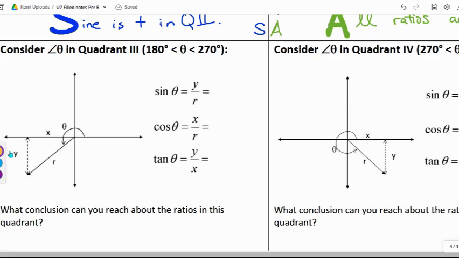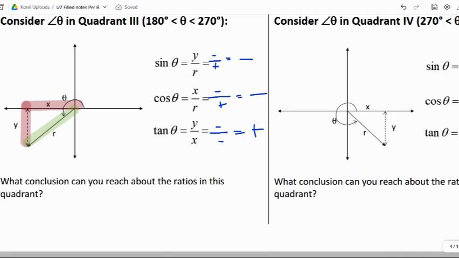Okay, first things first. Is x positive or negative? Is y positive or negative? And r positive. Good. As such, sine is y over r, negative over positive. Cos is x over r, negative over positive. And tan is negative over negative. Good. So if your angle ends up in quadrant 3, tan of that angle will be positive.